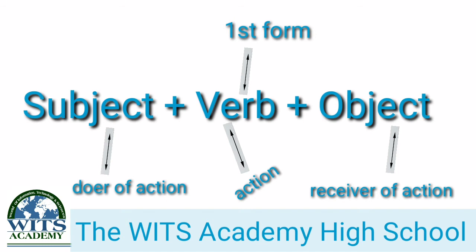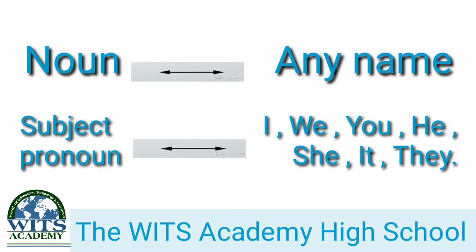Okay? Students, when we make the sentences of present simple tense, we also give the addition of s, es or ies with the verb, and that addition depends upon the subject we use. Students, we use noun and subject pronoun at the start of our sentence. Noun means any of the name, and the subject pronouns are I, we, you, he, she, it, they. I said that the addition of s, es or ies with the verb depends upon our subject.